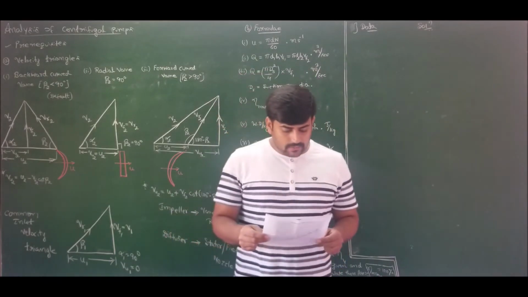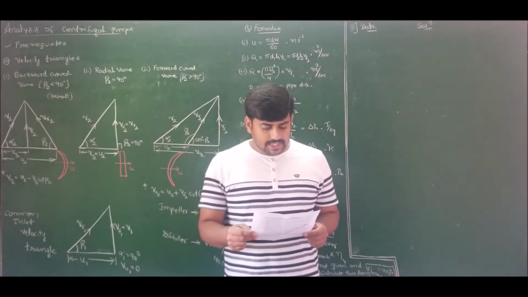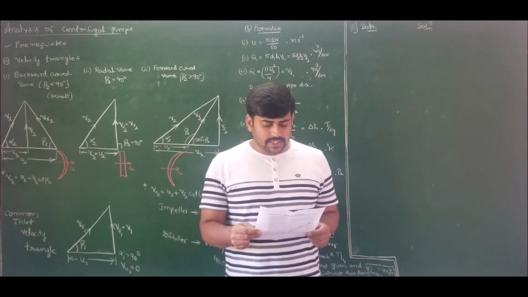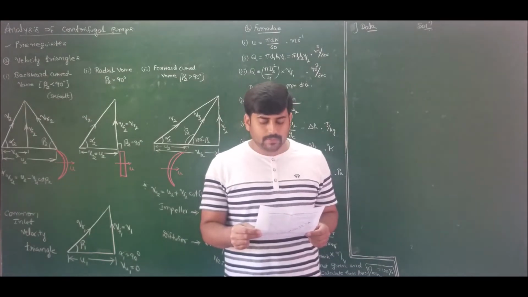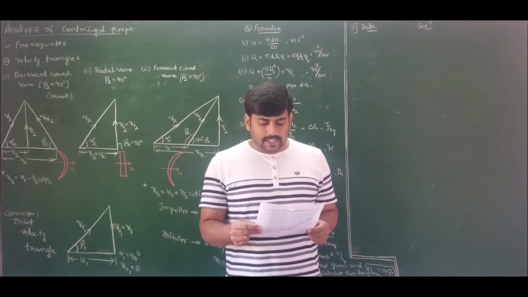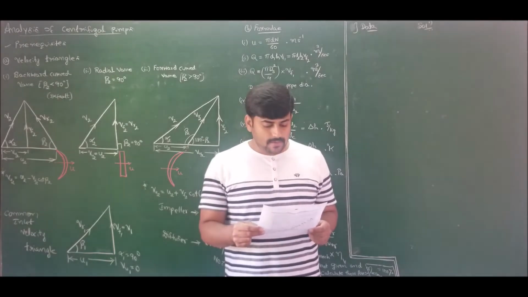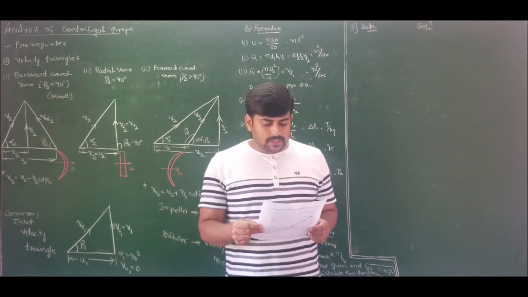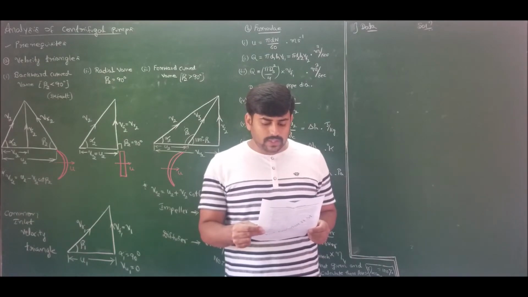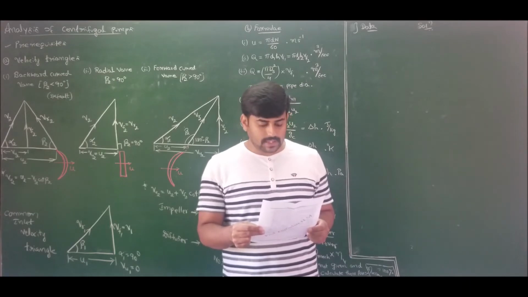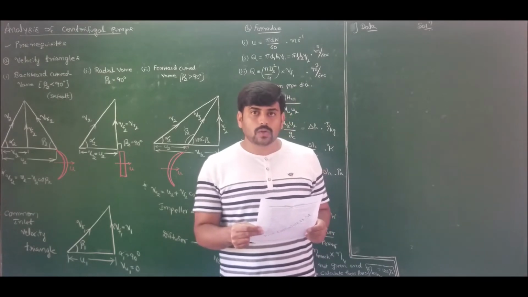Now moving ahead to problem number 3, which states that a centrifugal pump is to discharge 0.118 meter cube per second of water at a speed of 1450 rpm against a head of 25 meters. The impeller diameter is 25 centimeter and its width at outlet is 5 centimeters and manometric efficiency is 75%. Calculate the vane angle at the outlet.